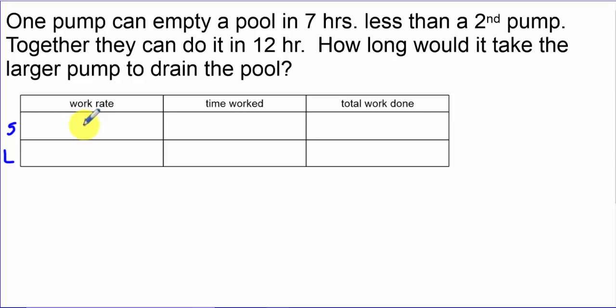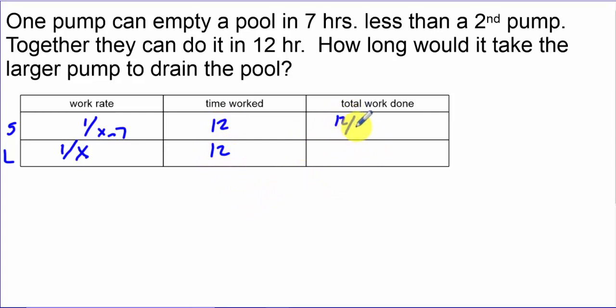All right, so I don't know how long this guy takes to do the job. So let's call the large pump x, and we'll make that 1 over x of the job. And this guy will be 7 hours less than that, so 1 over x minus 7. Now we do know that together they can do the whole job in 12 hours. So this guy works 12 hours, this guy works 12 hours, and then I multiply.